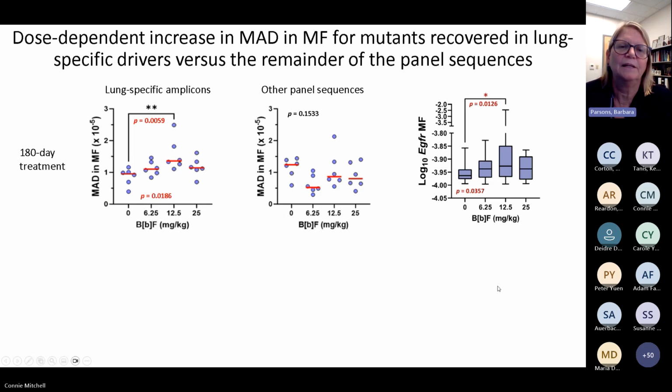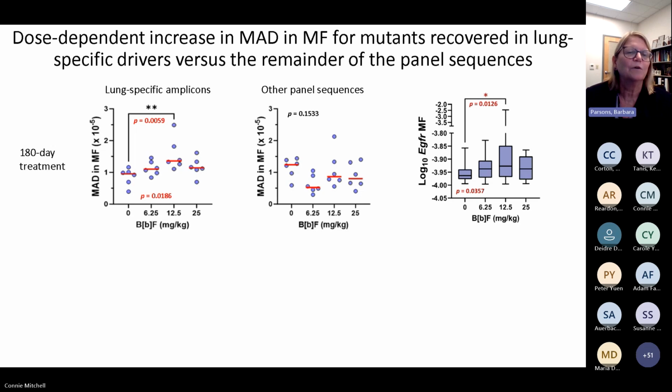So this is the main important finding from the study. We have been investigating a metric of clonal expansion called median absolute deviation in mutant fraction. You might imagine that as clonal expansion occurs, the variability in the mutant fractions recovered in a particular mouse is going to increase. And that's what MAD in mutant fraction is. It's a metric of variability. And each one of those dots represents a different mouse.